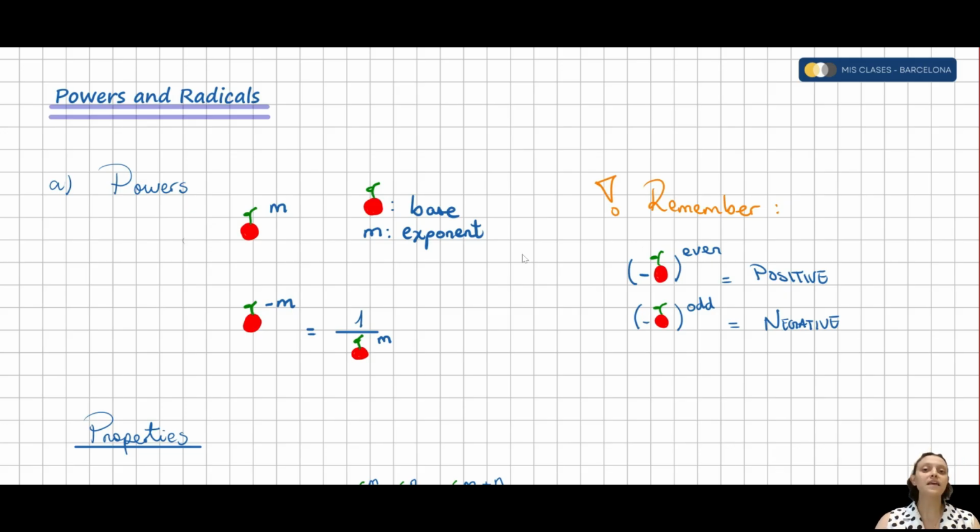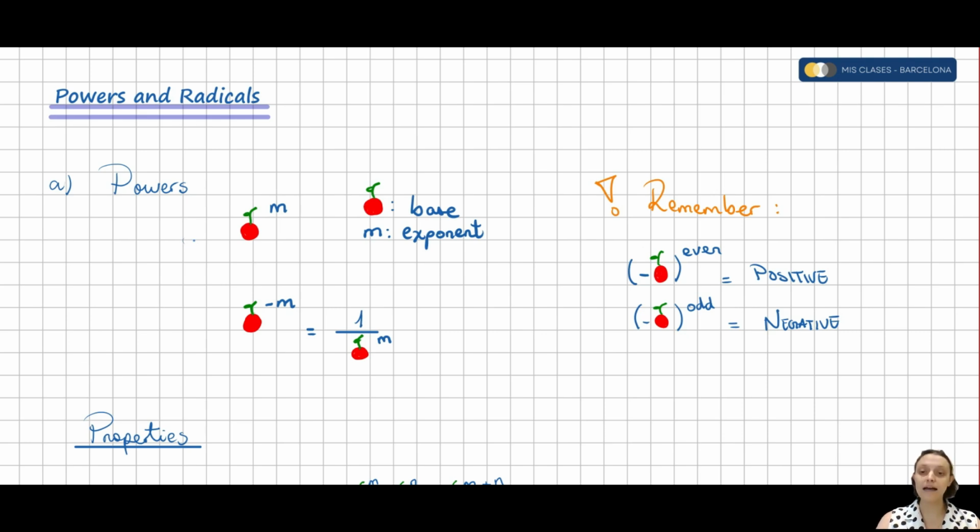This video is designed mainly for ESO3 and ESO4 level, but if you're in ESO2 and you're eager to learn all these properties with a little bit of a higher level, this video is also for you. So here we go. Let's begin with the basic vocabulary for powers.